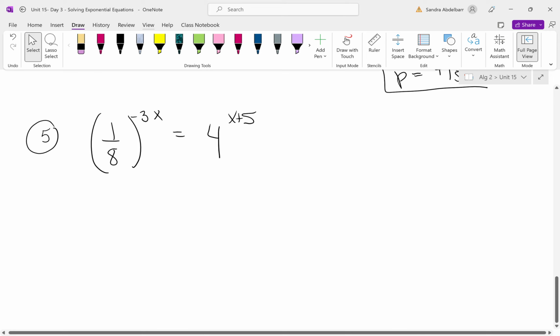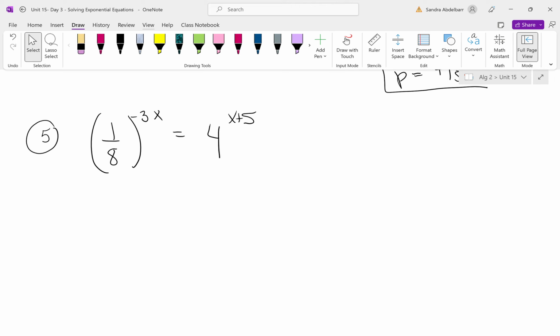Okay, so guys, for this one, do you see how I'm starting off with a negative exponent? Guess what I'm going to do? Make it positive. How am I going to make this a positive exponent? By making it 8 raised to the 3x power equals 4 raised to the x plus 5 power.